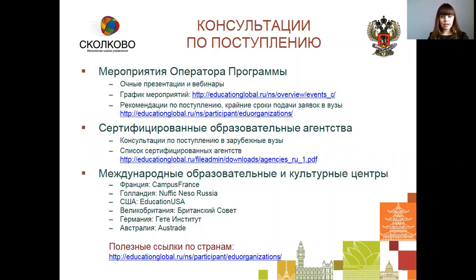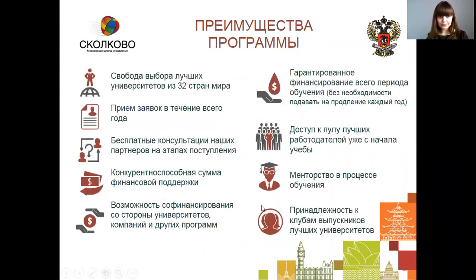Помогаем не только мы, но и наши международные образовательные культурные центры. Если мы говорим про UK, это British Council, всегда рады похостить нас и провести мероприятия с нами, и выставки, опять же. По другим странам с нами сотрудничают Campus France, Nuffic Russia, Education USA, Goethe Institute, Australia. Все, опять же, заинтересованы в том, чтобы вы поступили, друзья.